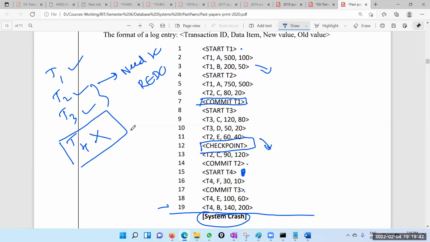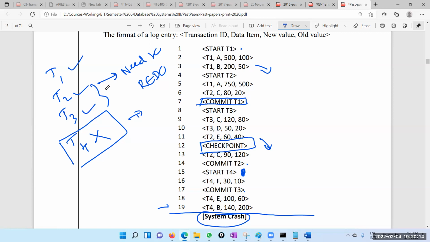If it is normal, deferred update and steal, anyway, we have to undo transaction 4. There's a possibility of these things being flushed, because if it is steal, you can flush it without committing. Okay, since they are not mentioning steal, they just say deferred update, I will say nothing to do, because it is only deferred update. But these two we have to redo. These two we have to redo.